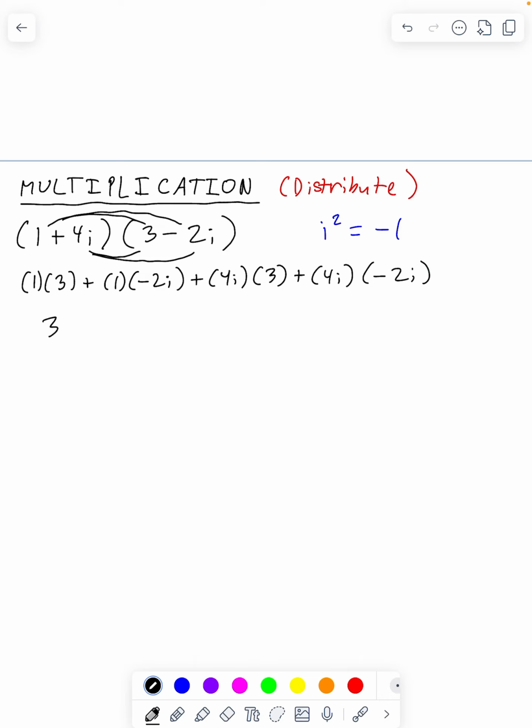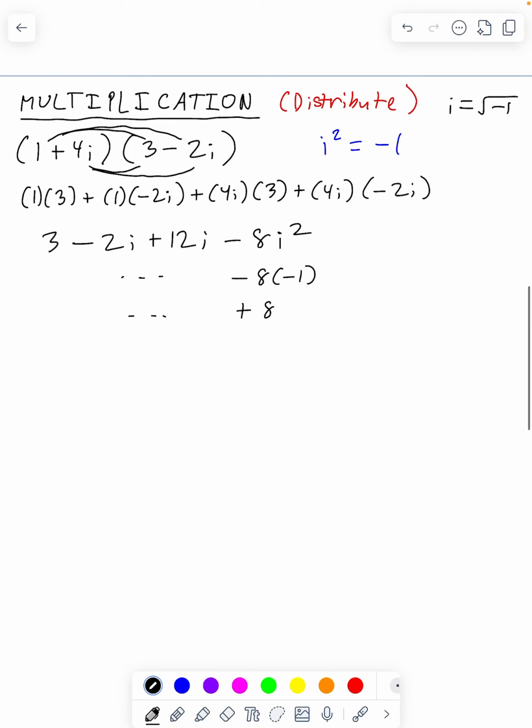So we get a 3 here, we get a -2i here, we get a plus 12i here, and we get a -8i squared here. Now what do we do with this i squared? i squared is equal to -1, which makes sense because i is equal to the square root of -1. So if you square it, you're just left with -1. So that would turn into -8 times -1. That'd be a positive 8. So that's what that'll turn into.